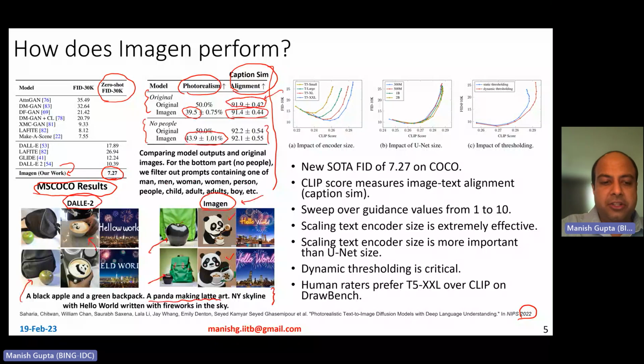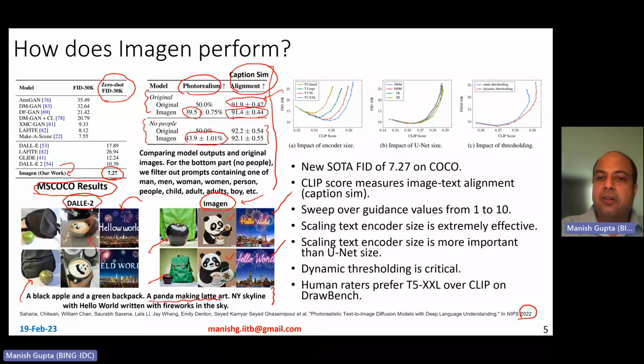Another one is the New York skyline with "Hello World" written with fireworks in the sky. The DALI 2 folks also mentioned in the original paper that DALI 2 is not that great at retaining spellings and does make a lot of spelling mistakes. While Imagen is actually good at capturing these spellings nicely and therefore comes up with reasonably good output.